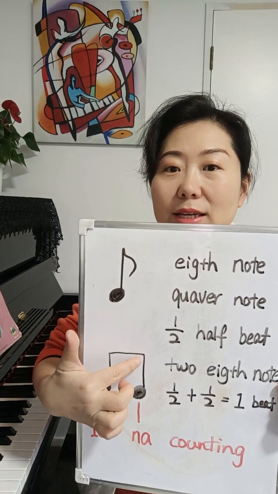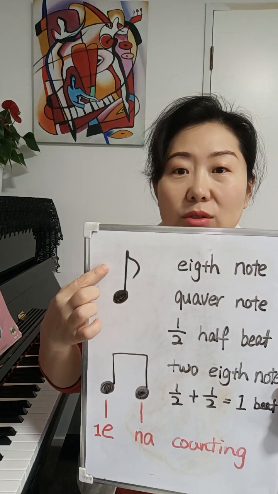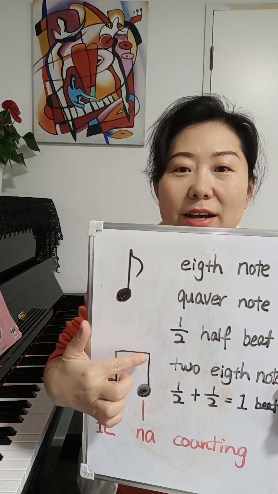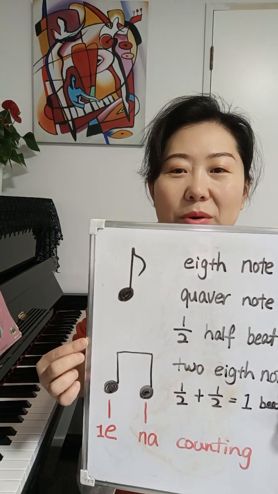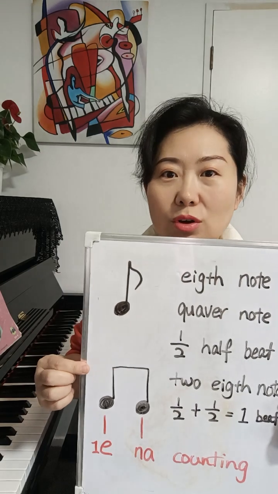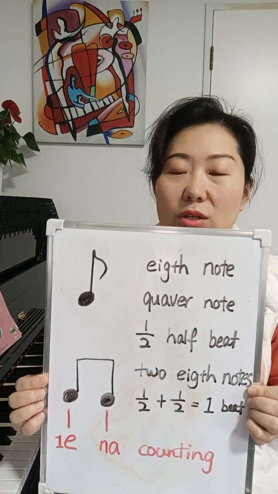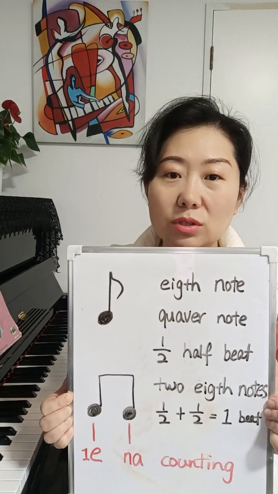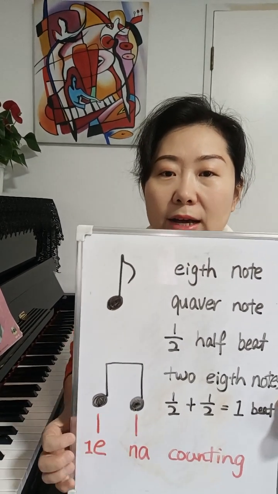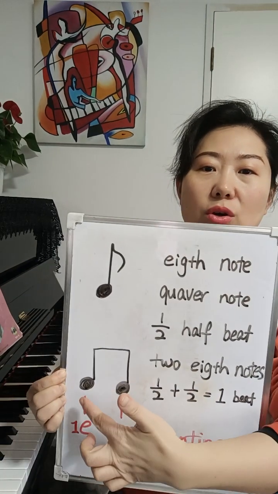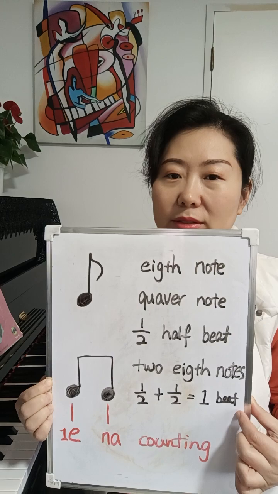They combine together, we call it beamed together. So the two ponytails are tied up. It looks like two quarter notes with a line on the top. So these are two eighth notes or two quaver notes. Because each eighth note or quaver note counts half beat, two eighth notes together equal one beat.